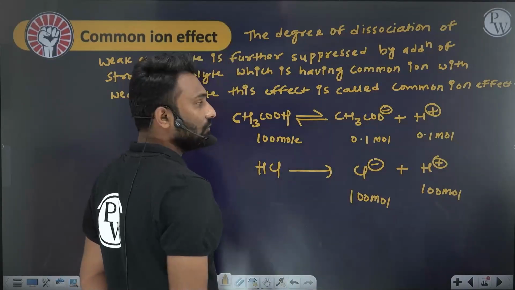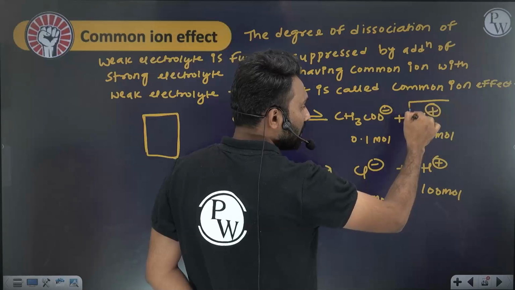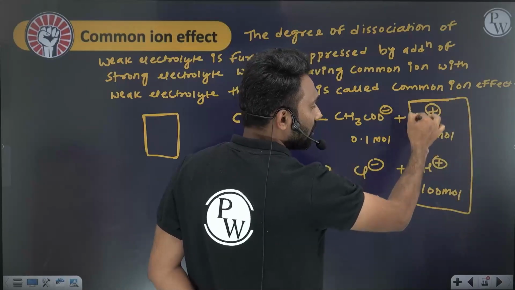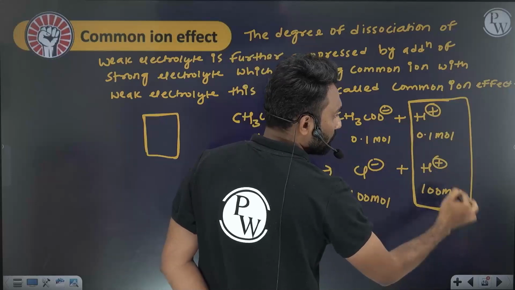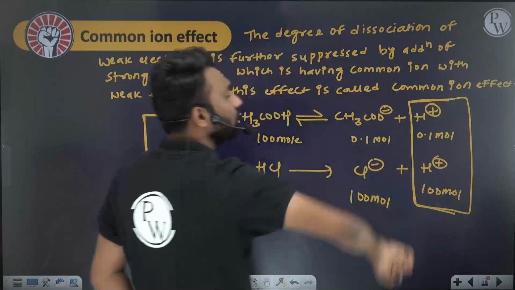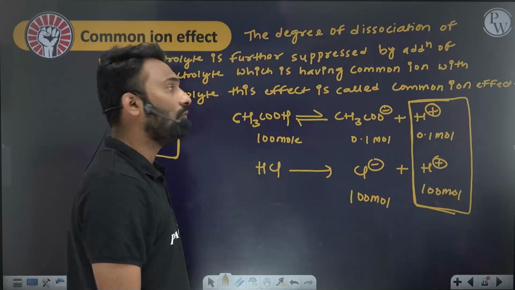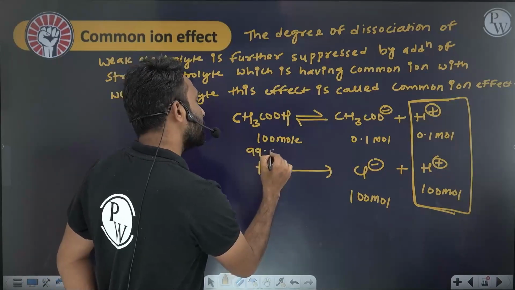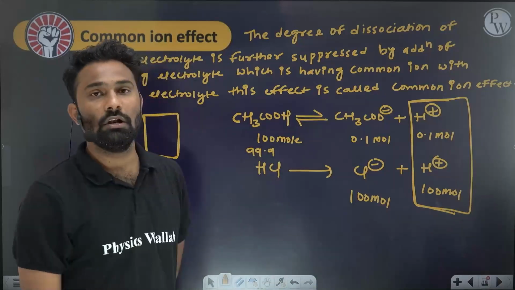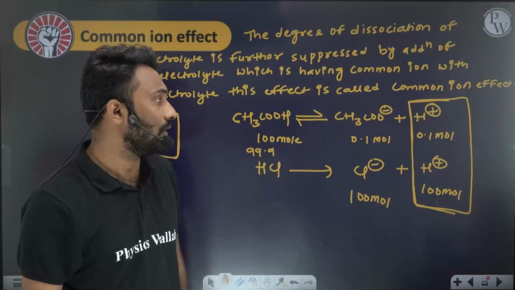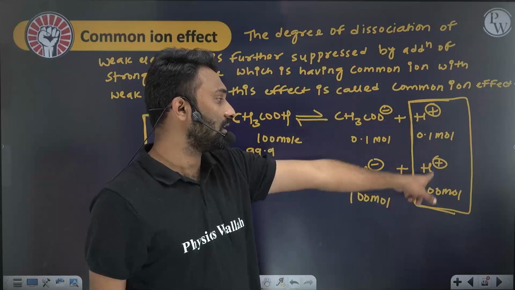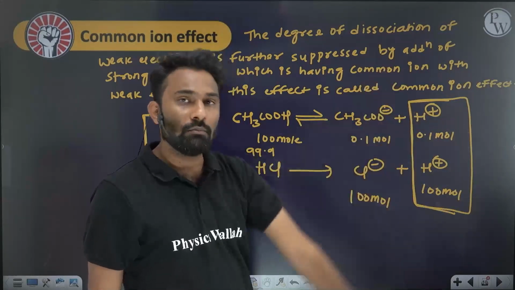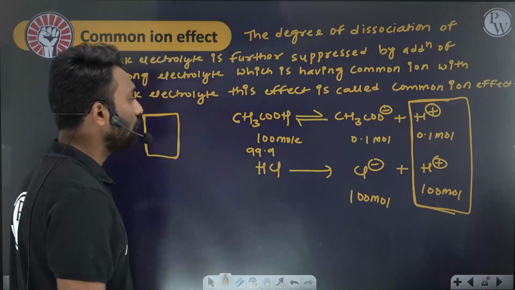After adding the strong electrolyte, what is the total solution H plus ion concentration now? It is 100.1 mole. Now what is the acetate ion concentration? It is 99.9 mole. Now after adding, what is the total concentration? 100.1 mole.